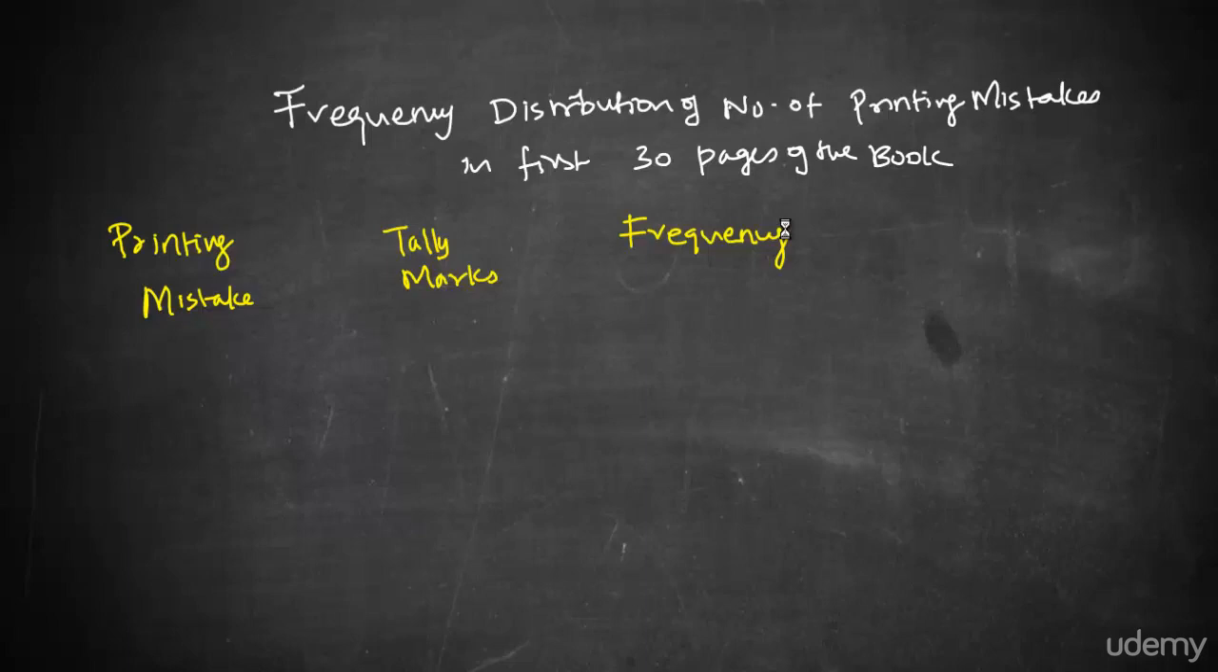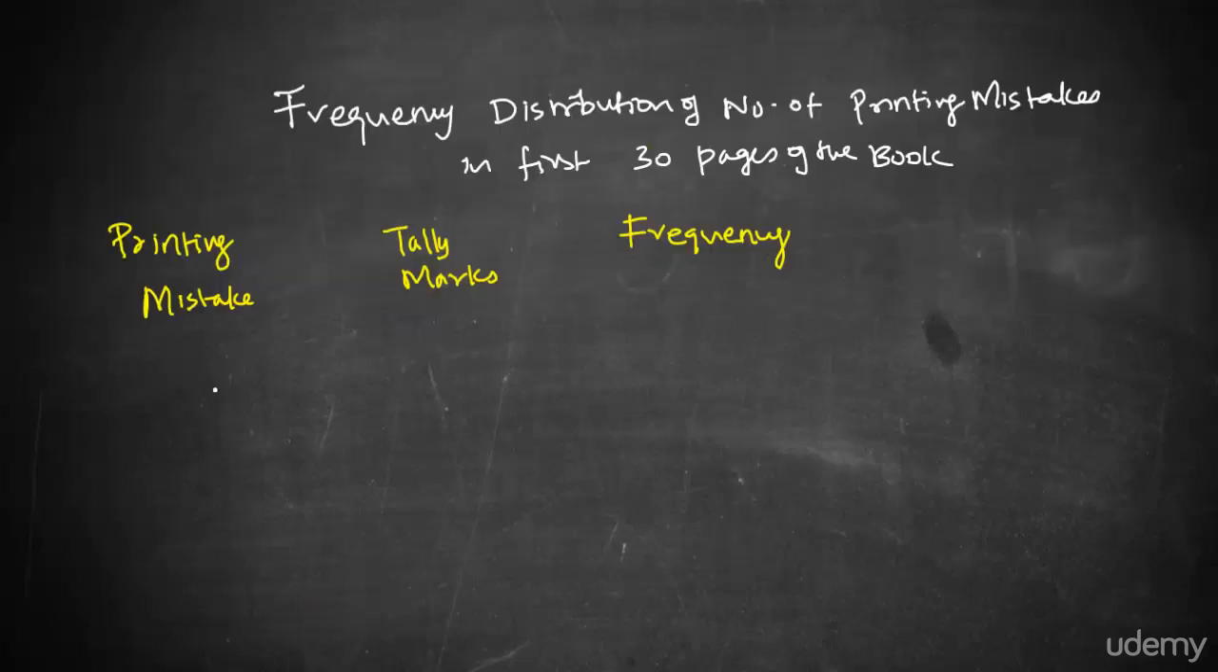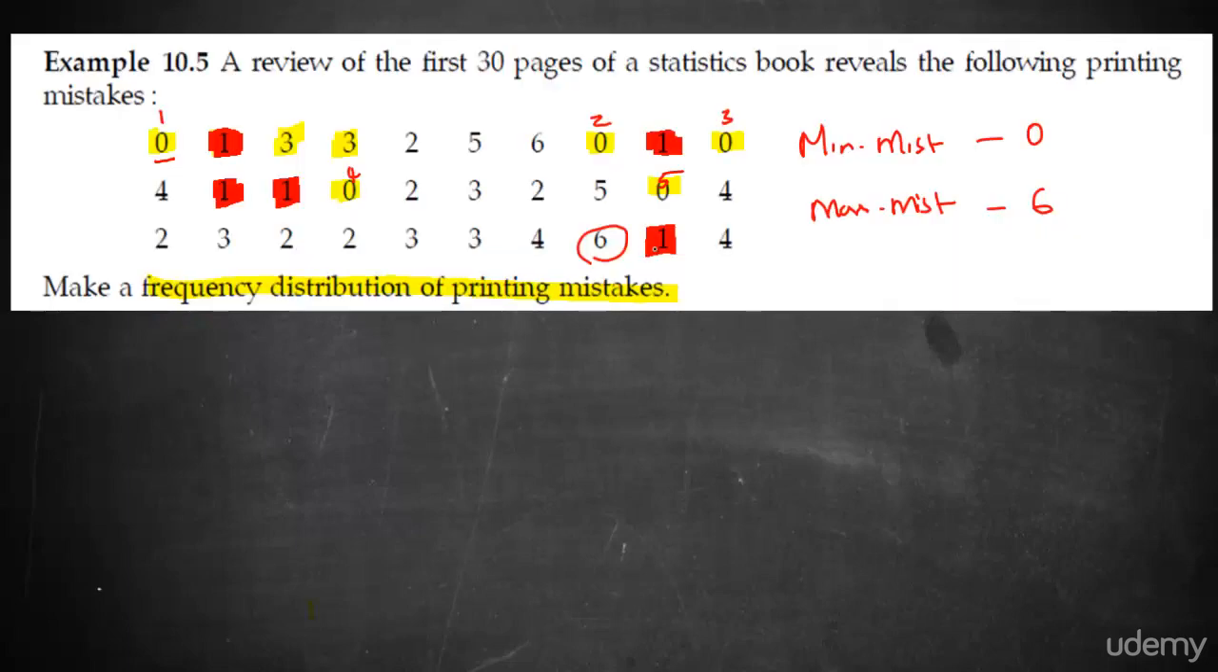Let's go back to the question. The question says you have 0 mistakes in 5 pages. So here I'll write printing mistake 0 you have in 5 pages. We'll draw the tally marks: first page, second page, third page, fourth page, and for the fifth page we'll make a cross. So this tells us the frequency is 5.